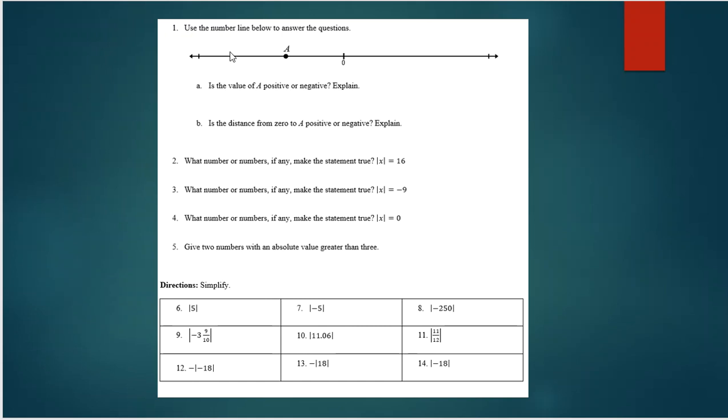Okay, here we go. It says use the number line below to answer the questions. Is the value of A positive or negative? Well, we can see right here A is to the left of 0 on the number line, so that is going to mean that A is some negative number. Is the distance from 0 to A positive or negative? On that one we would say positive. The distance from here to here would be positive. Distance is always positive.